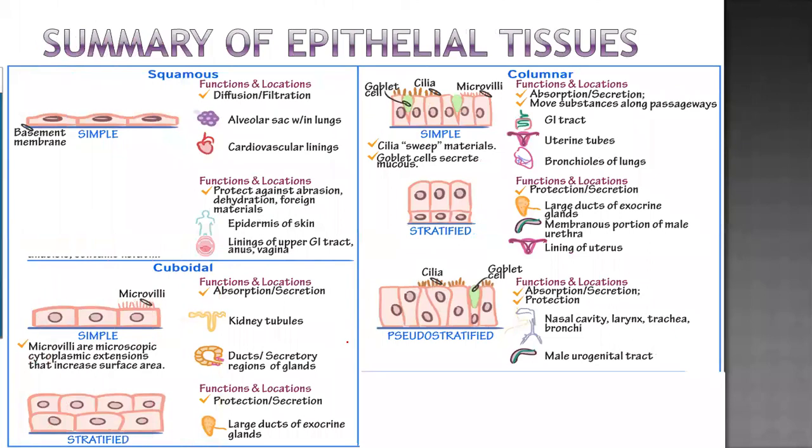So here is a summary of epithelial tissues. You can see the squamous epithelium, functions and locations. Alveolar sacs, like in the lungs, there are alveoli which take in the air, oxygen.